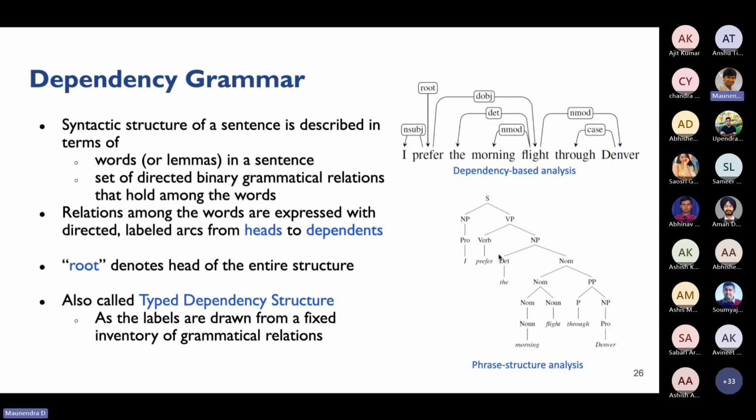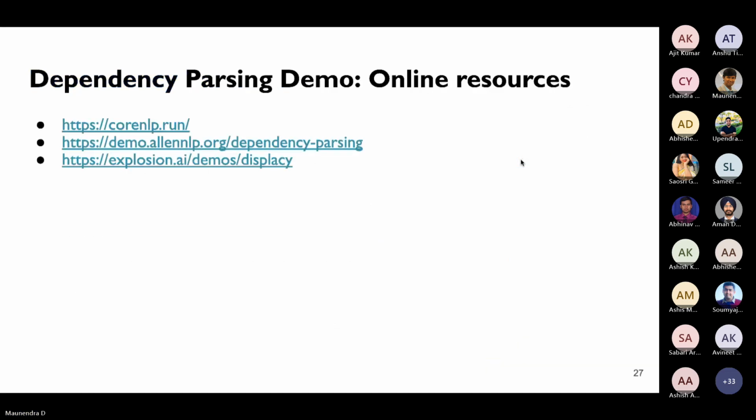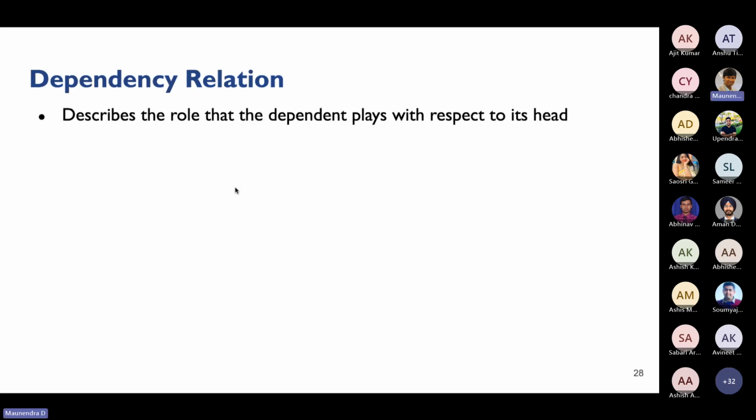On the other hand, this is the phrase structure grammar or the constituency grammar. You see that only the adjacent things are getting combined every time, but here it won't be the case. And I've given some links here for some demos that you can look at some later point of time. So dependency relation describes the role that the dependent plays with respect to its head.